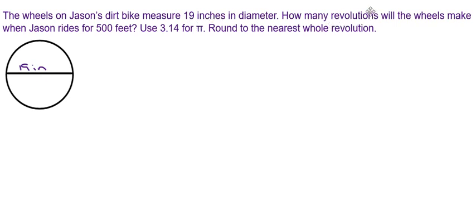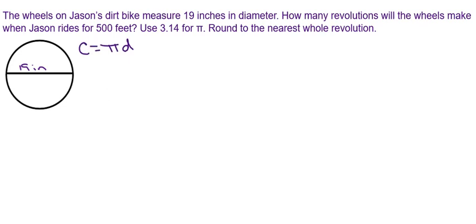We also are looking at how many revolutions. So remember, a revolution is how many spins the wheel is going to go through. And for every time it goes through a spin, it's going to travel the length of all the way around the circle, which is just the circumference. So we do know the circumference is equal to pi times our diameter.